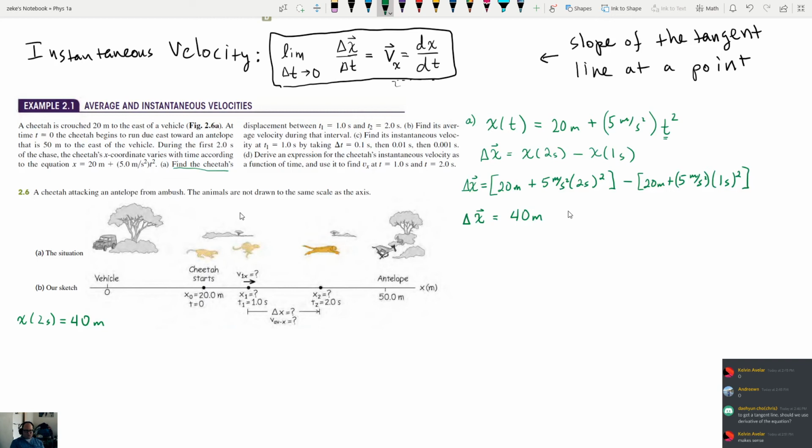Did I get that right? 5 times 4? I think that's right. And then minus, this one's going to be 20 plus 5, which is 25. So we know x of 1 is 25 meters. And we just subtract them, because that's the definition of displacement, right? So delta x from 1 second to 2 seconds is 40 minus 25, which is 15. And it's positive, so I'll put a positive on there to indicate it goes to the right. That's part A. Any questions?